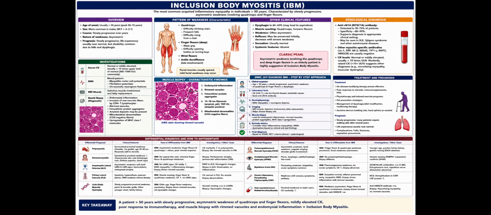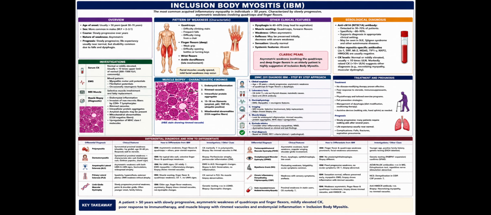Amyotrophic lateral sclerosis, ALS. Amyotrophic lateral sclerosis may resemble IBM because both can present with asymmetric weakness and muscle wasting. However, ALS is characterized by upper motor neuron signs such as spasticity and hyperreflexia, along with lower motor neuron signs including fasciculations and widespread denervation. Sensory examination remains normal in both disorders. EMG in ALS shows widespread neurogenic changes without myopathic features, whereas IBM demonstrates predominantly myopathic changes with inflammatory features on biopsy.